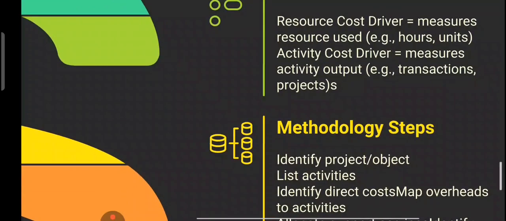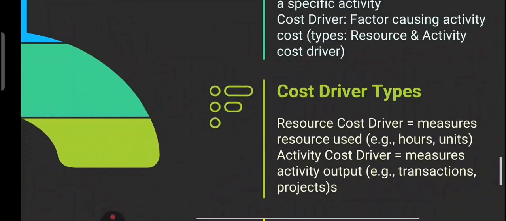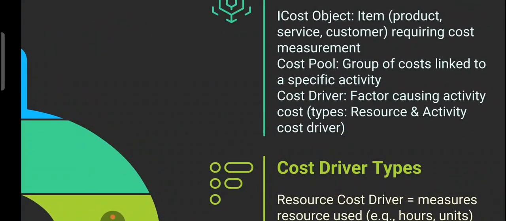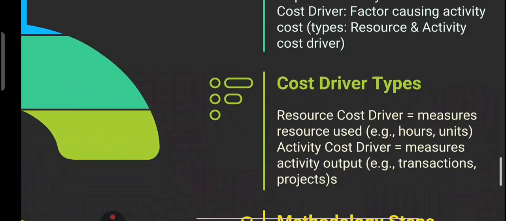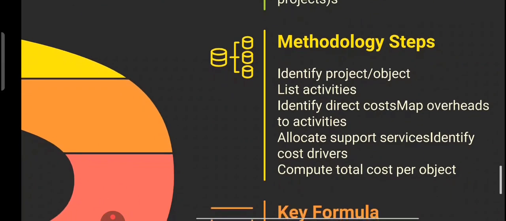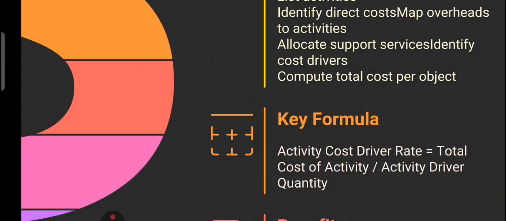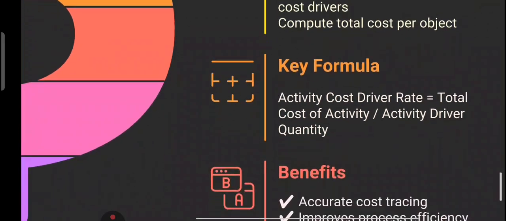So what are the steps under the ABC method? First of all, we define the cost object. I told you cost object means the item that requires cost measurement, what we are calculating cost for. Then we list all the activities. We map resource cost to each activity, that this activity will cost this much, that activity will cost this much, and then we allocate support cost via cost driver and calculate the total cost per object. The formula is very simple: activity cost driver rate is equal to total cost of activity divided by activity driver quantity. So this is the formula that we use.